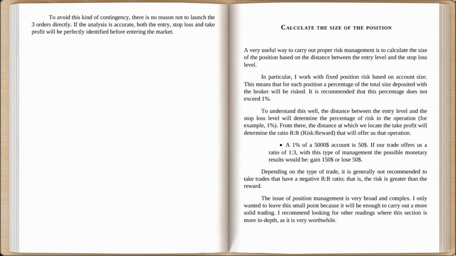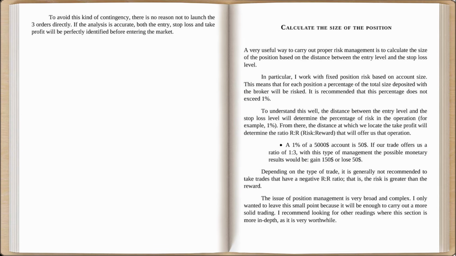If our trade offers us a ratio of 1:3, with this type of management the possible monetary results would be to gain $150 or lose $50. Depending on the type of trade, it is generally not recommended to take trades that have a negative RR ratio, that is, the risk is greater than the reward.